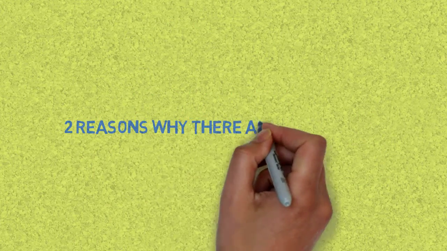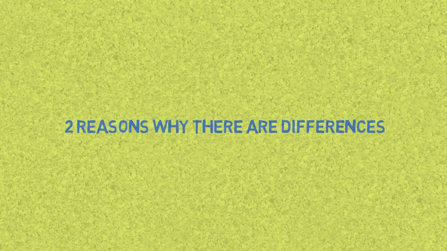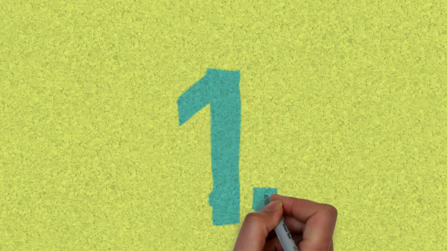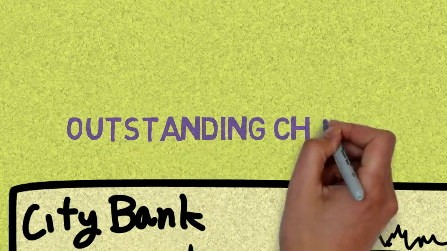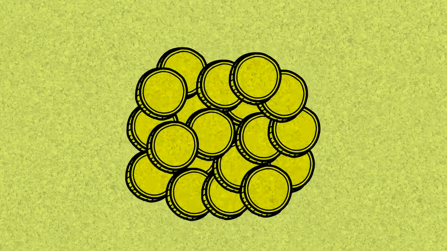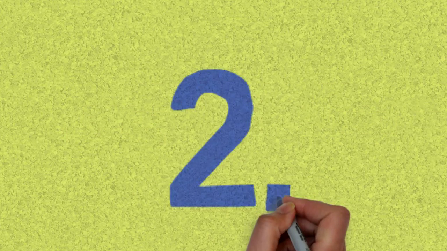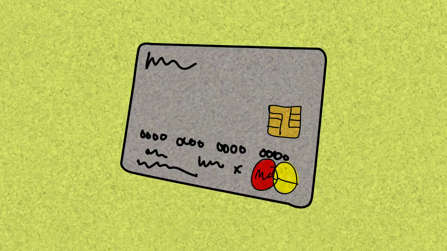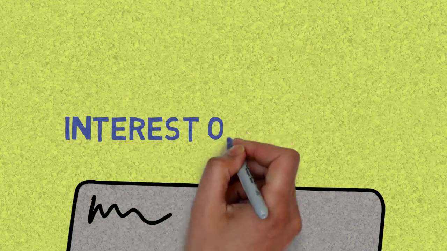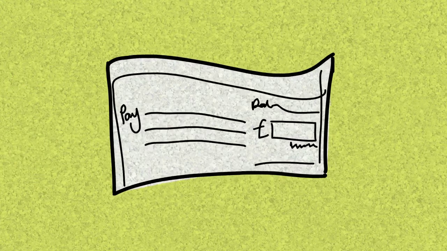There are two broad reasons why we get differences. First is items we, the company, have recorded but the bank has not yet recorded. For example, outstanding checks and deposits in transit. Number 2, items recorded by the bank that we have yet to record. So for example, interest on account, bank charges, and non-sufficient fund checks.